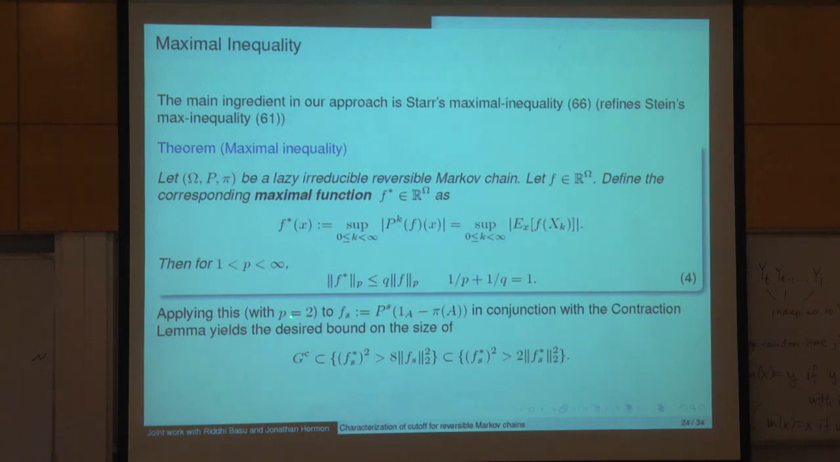We're going to take p equals 2 and look at the function f_s, which is the indicator of A, subtract its mean, and run the chain forward for s steps. This gives us some function f_s. The complement of G, the set as we defined it, if you plug in the definitions, is just contained in the set where f_s star squared is bigger than 8 times the norm of f_s squared. Once you have it in this form, you can bound the probability of G complement using Markov's inequality, because the integral of f_s star squared is at most 4 times the norm of f_s squared. So because we have the 8 here, we get the half.